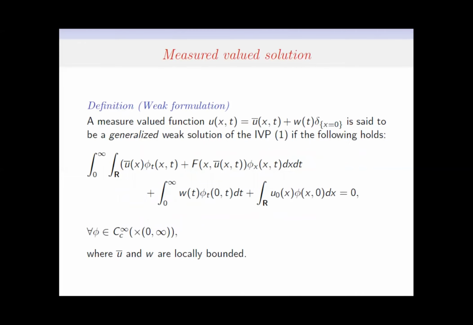So what is the definition of a measure valued solution? A measure valued solution U equal to U bar plus w(t) times delta is said to be a generalized weak solution if the following integral identity holds, where w(t) and U bar(x,t) are locally bounded functions. w(t) we call the weight of the delta shock.